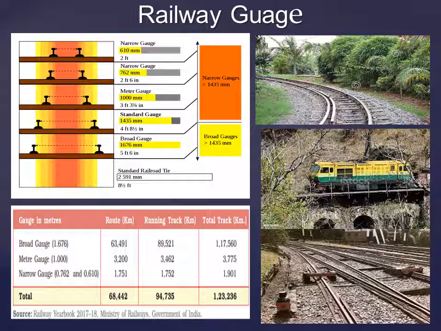Next is the narrow gauge. What is this narrow gauge? It is 0.762 and 0.610 meters. The route is 1751, the running track is 1752 and the total track is 1901. This track is 2 feet narrow gauge. One type of narrow gauge is 2 feet, and another type is 2 feet 6 inches narrow gauge.